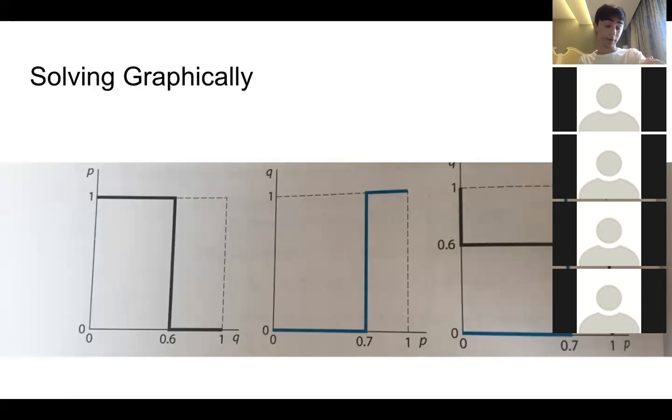Similarly, for player B, we have the Q versus P graph. When P is from 0 to 0.7, Q is 0. When P is from 0.7 to 1, Q jumps up to 1. And when P is exactly 0.7, Q can be anywhere. To make sure that everything lines up, you simply reflect the first graph along the line P equals Q. That's just making sure that the P and Q axes meet up, and you get this graph. You can see that the intersection occurs when Q is equal to 0.6 and P is equal to 0.7. So yeah, that's how it is.